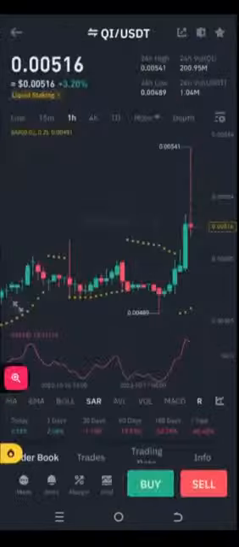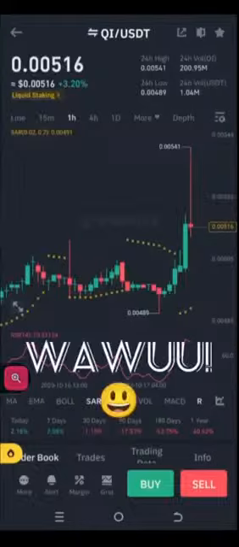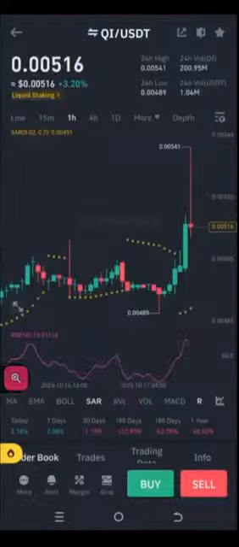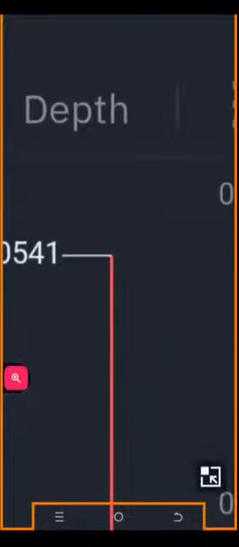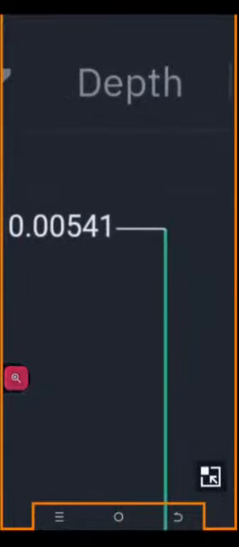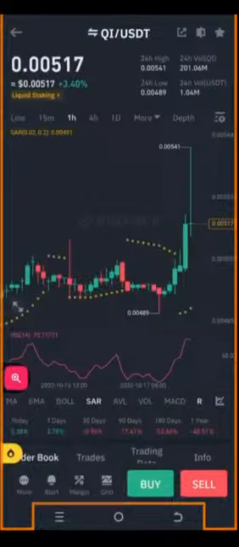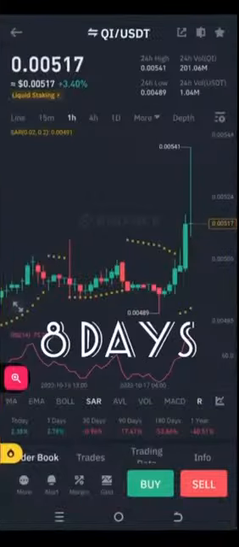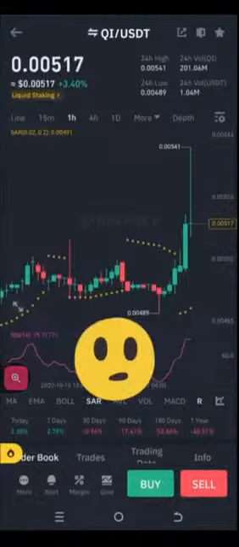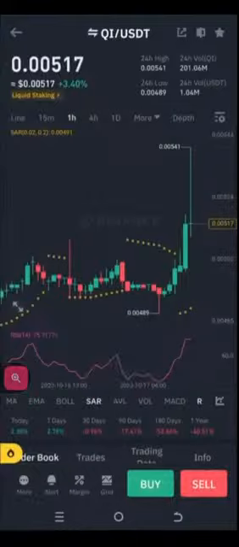Take care. Wow! Can you see how QI USDT ran all the way to 0.0541? This trade, I've been in it for 8 days. Eight days. Oh my God. But anyways, like I told you in my previous videos, there has been a bloodbath in BTC, but BTC has recovered a little bit.